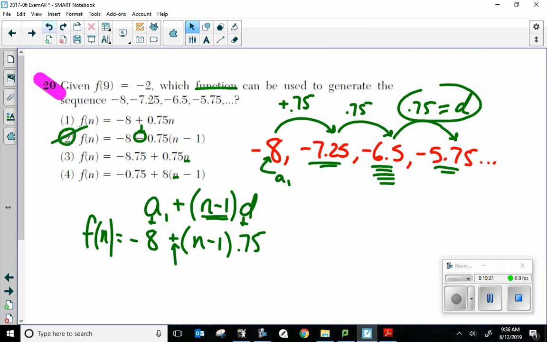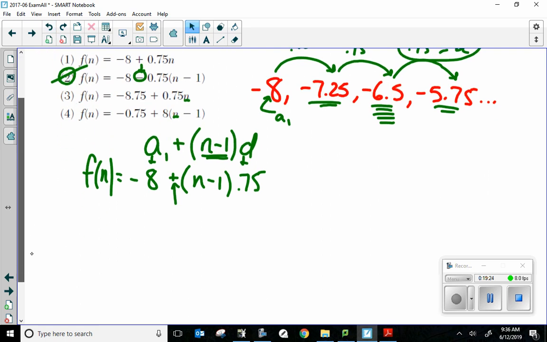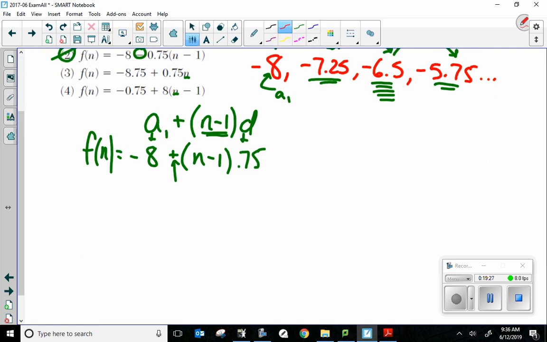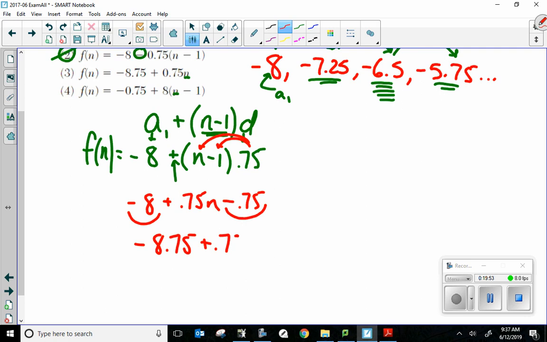So what I tell my students when we did this in class for the lesson, and if you want to go back, I don't even know, unit 1, I'm going to distribute this 0.75, all right? So let's take a look. I got negative 8 plus 0.75n minus 0.75. I can actually combine these two values because neither of them have a variable. Negative 8.75 plus 0.75n, right there. Choice 3. Perfect. All right? So that's my answer.